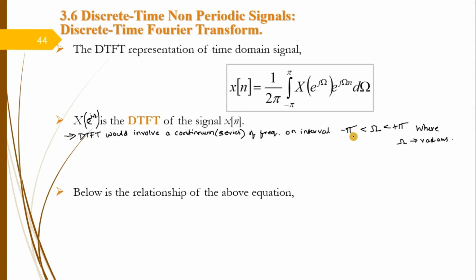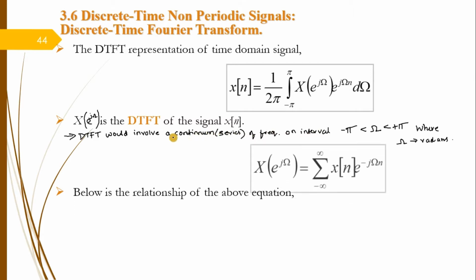There is a lot of meaning hidden in it. Any discrete time non-periodic signal will have several frequency components, and when you extract such frequency components using DTFT and plot a graph, it will fall under minus pi to plus pi. And how many frequency components? There will be an infinite number of frequency components. Hence we call it a continuous series of frequency components. Continuum is nothing but a continuous series of frequency components. That is what you need to remember.